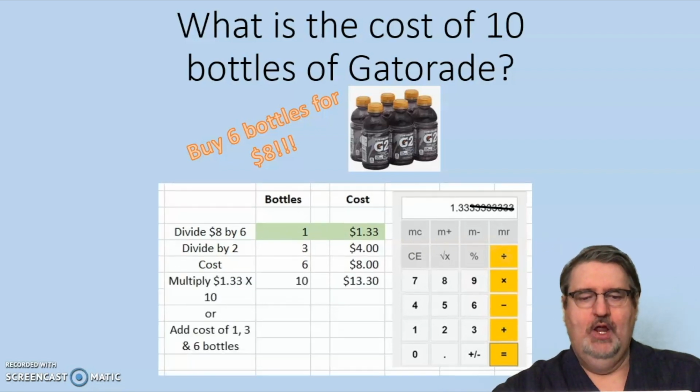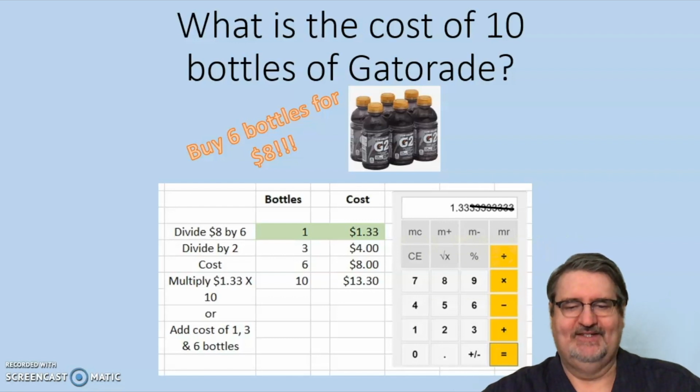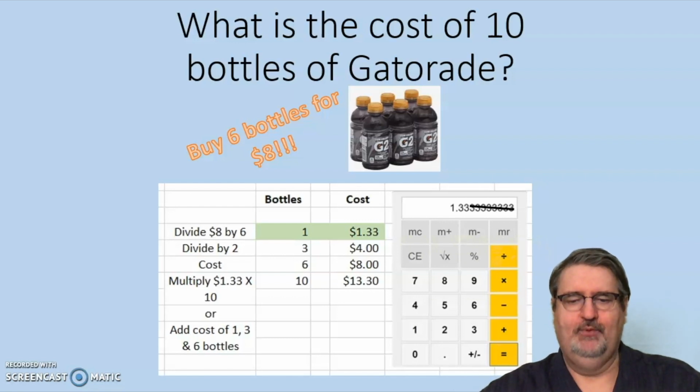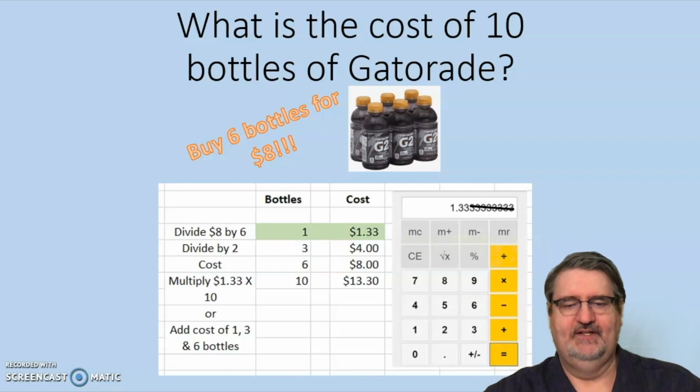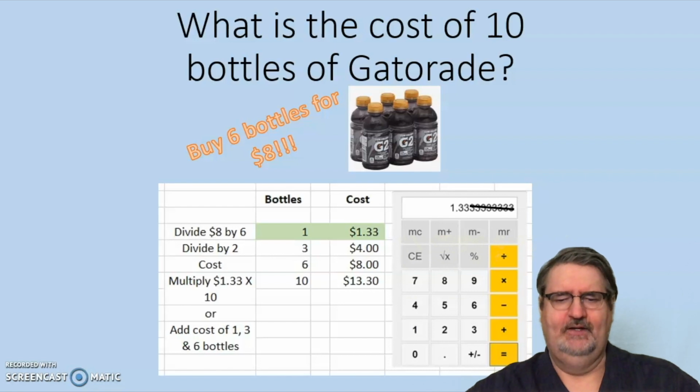So at this point, we're going to multiply $1.33 times 10 for 10 bottles, and we come up with $13.30. While I was working on this, I was thinking, well, another way to get 10 is to add those numbers that we had earlier.